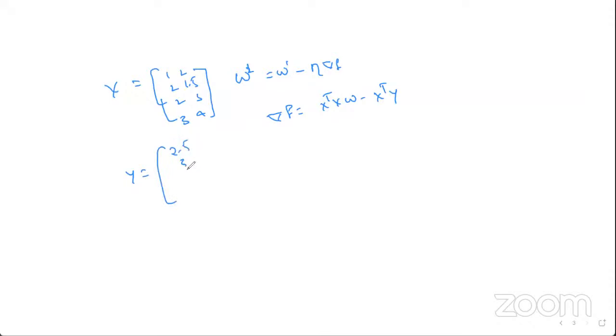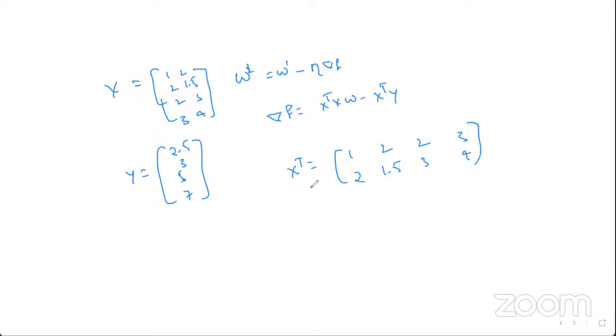Two point five, 3, 5, 7, right? So now if you do this, X transpose will be equal to 1, 2, 2, 3, and then 2, 1.5, 3, 4. Okay, this is going to be X transpose.